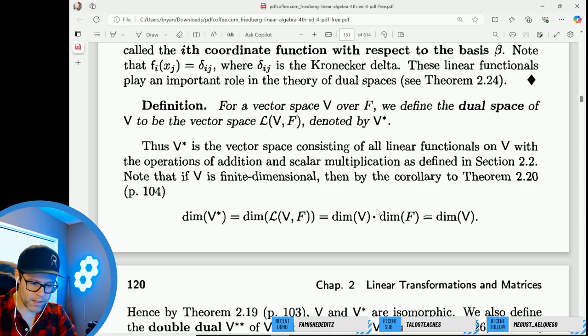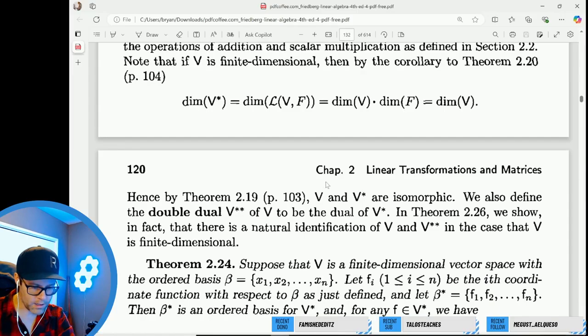Okay, so I think that's because the dimension of F here is 1, right? If it's a field, the dimension of the field should be... Oh my god. Reese is back. The dimension of the field should be 1. Okay, so that makes sense. So they're saying since the dimensions are the same when these are finite dimensional, they should be isomorphic to each other. Cool.